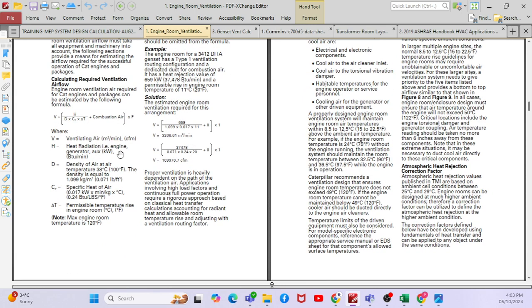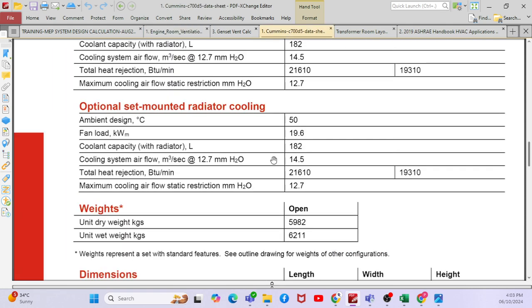Using this equation, you can also calculate your ventilation here. Heat is nothing but heat radiation, BTU per minute, right? So that same value is given here, BTU per minute. This is the heat from the generator.